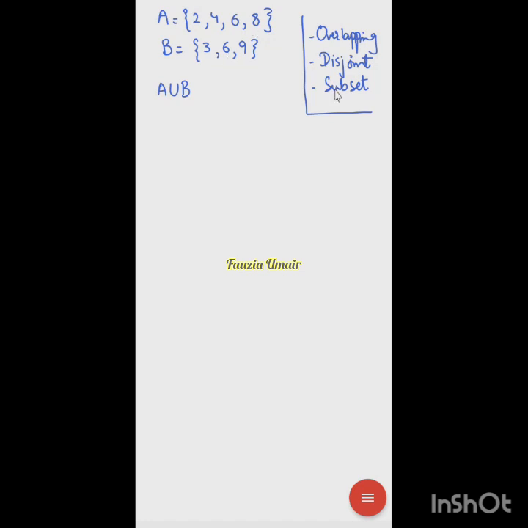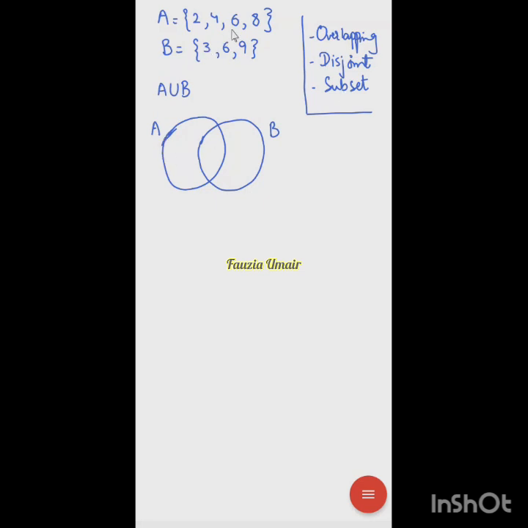Before making the Venn diagram, we need to see which of these three types is followed here. What is the relation between A and B? Are they overlapping, disjoint, or subset? What do you think? What kind of relation are A and B having? Disjoint, subset, or overlapping? Ma'am, overlapping. They are overlapping sets.